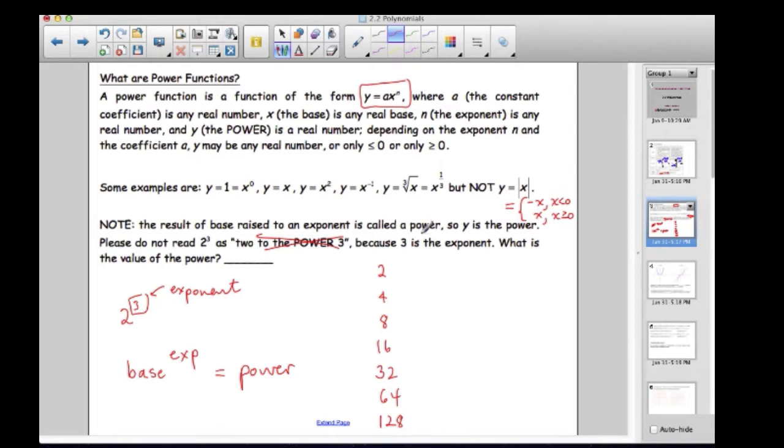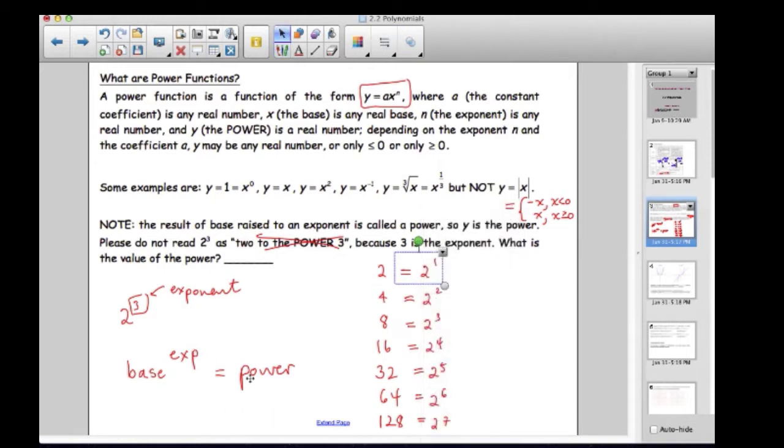These values are the powers of 2 because they are 2 raised to the exponent 1, 2 raised to the exponent 2, 2 raised to the exponent 3, 2 to the exponent 4, 2 to the exponent 5, etc. And what we're noticing is that the little numbers up here are exponents. The result of a base raised to an exponent is a power. And so this quantity, 2, 4, 8, 16, 32, 64, 128, is a power. So if we see 2 cubed or 2 to the exponent 3, the value of the power is 8. So the power is the result of a base raised to an exponent.